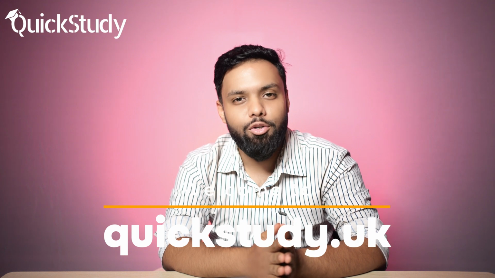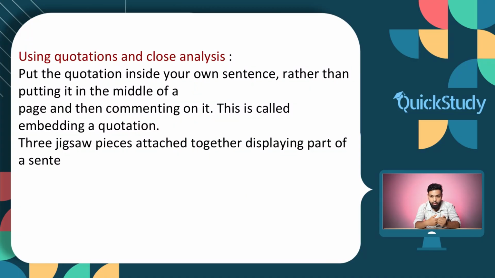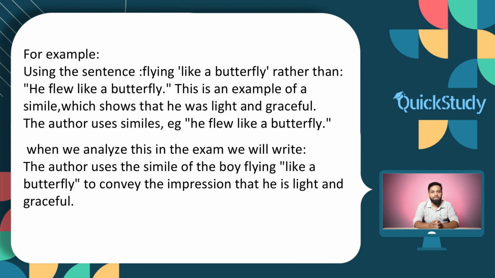Today we will start another topic of English Language B, which is how to use quotations. Let's say we are putting a quotation inside our own sentence rather than putting it in the middle of a sentence. This is called embedding a quotation. For example, putting three jigsaw pieces together would make a fine example of using quotations. For example, using the phrase "flying like a butterfly" rather than "he flew like a butterfly". This is an example of a simile which shows us that it is light and graceful.